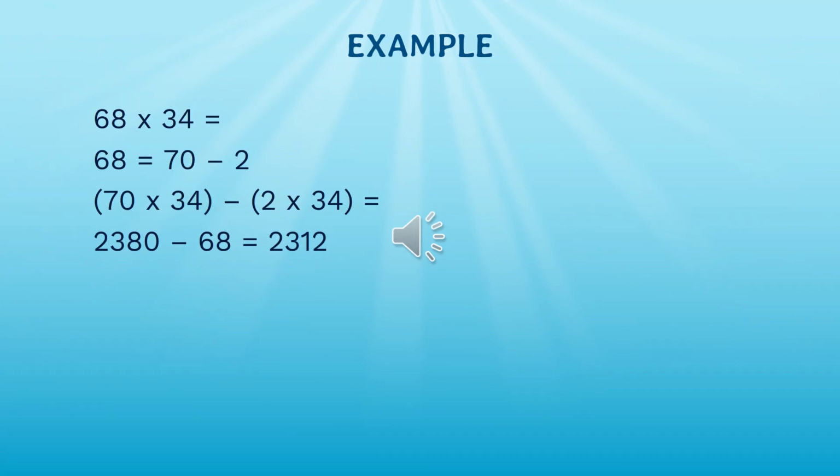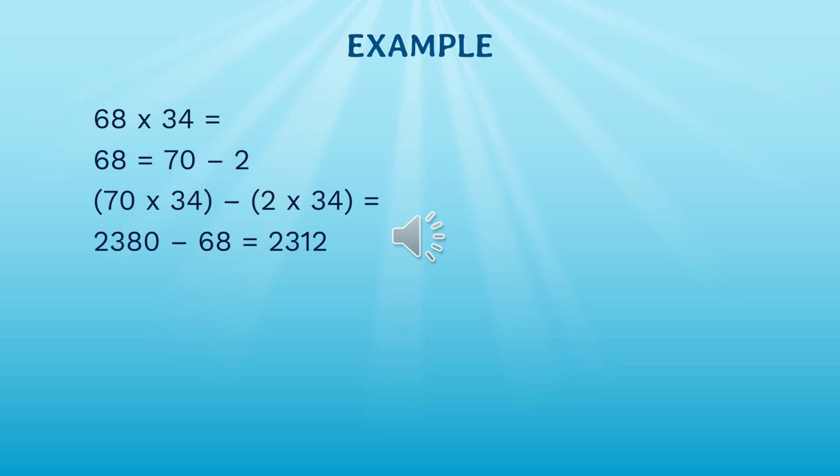Now, to understand the subtraction technique better, I'll show another example. This is 68 times 34. Now 68 is also equal to 70 minus 2, and doing that gives me 70 times 34 minus 2 times 34. And what's 70 times 34?